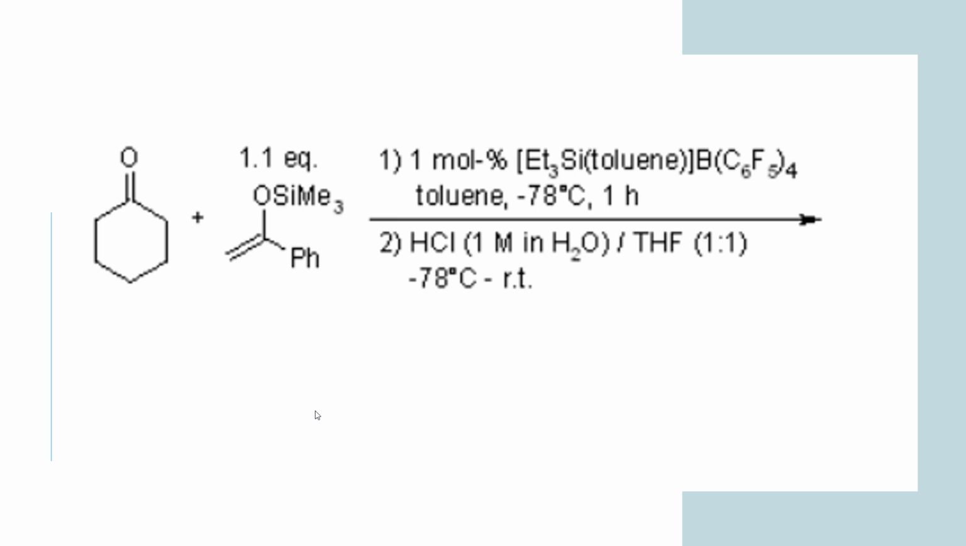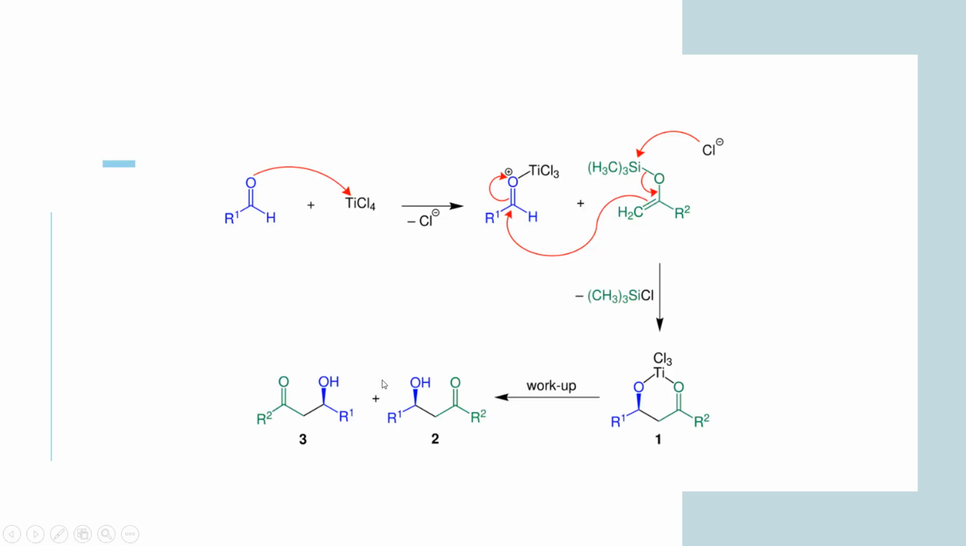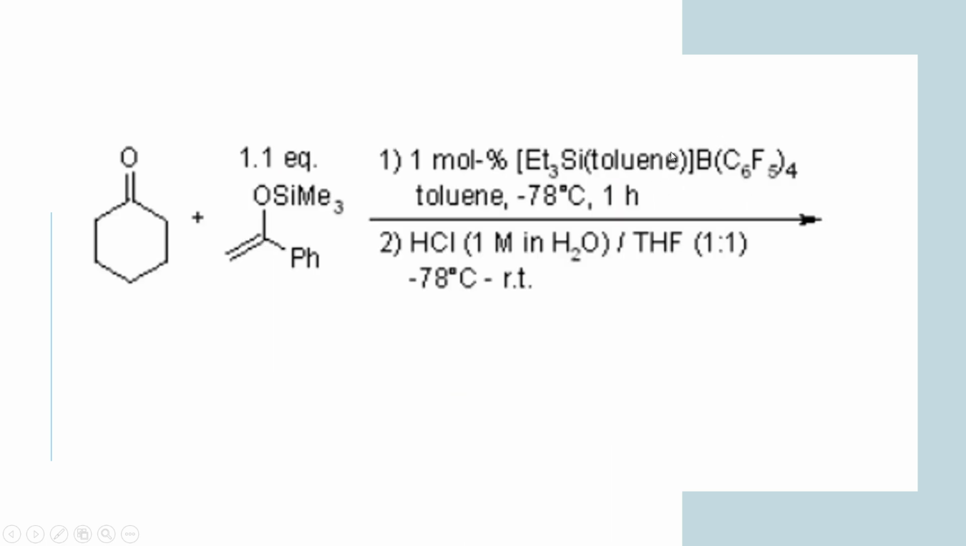Okay, so in the mechanism you saw that chloride was breaking the oxygen silicon bond. In this particular Lewis acid, the fluoride ligands present are going to attack at the silicon to break this oxygen silicon bond. And mostly chloride or fluorides are used to break the oxygen silicon bond in silyl enol ethers.